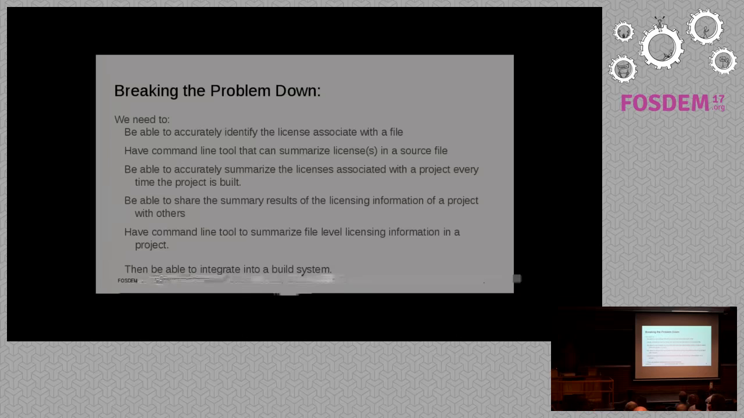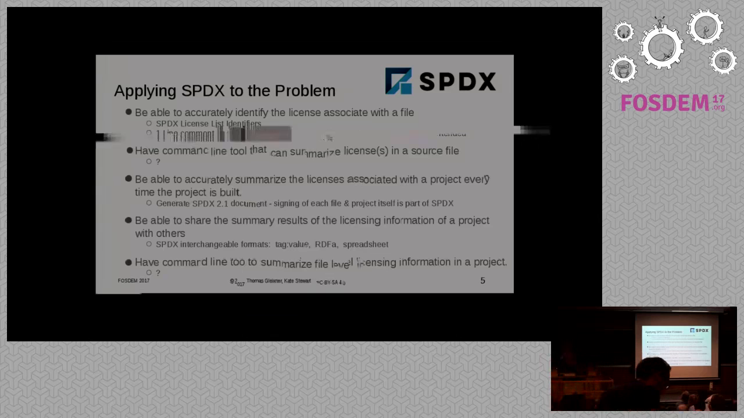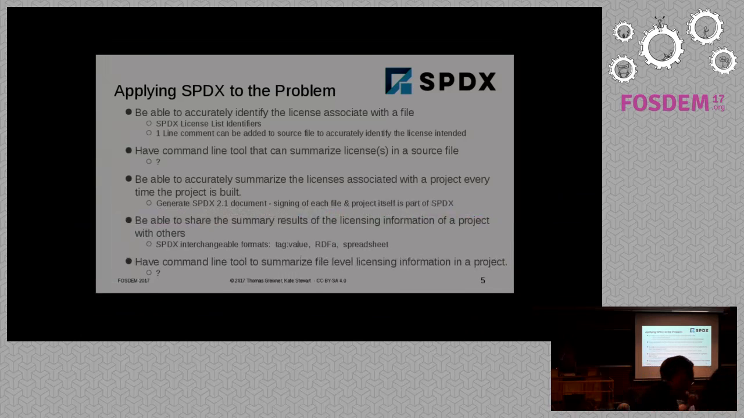And then for this to really be effective over time, it's got to be in CI loops. You've got to have it in build environments so that you can keep up as it goes along. So the very start of SPDX was to address parts of this. At the time, it was focused mostly on getting a standard together so that we could accurately identify the licenses associated with a file. The SPDX license list has 300 licenses with standard identifiers, and you can put a one-line comment into each file and identify it without too much pain from a developer perspective.